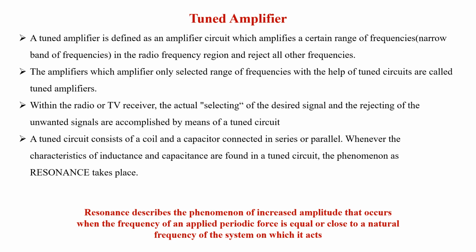This is actually a similar kind of thing. When we want to tune to a particular range, we follow several steps to obtain that particular frequency region, right? The same way, this amplifier also works. In construction, it has a coil and a capacitor connected in series or in parallel. Depending on the characteristics of the inductance and capacitance found in this tuned circuit, a phenomenon called resonance takes place.